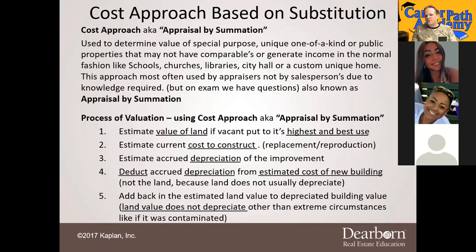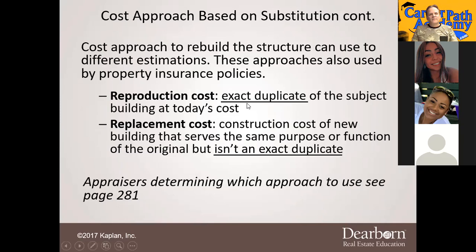Which approach to value is used to determine the value of a church? Cost approach. Or a special purpose building or a unique property? Cost approach. Cost approach is also sometimes referred to as appraisal by summation. Okay, so you guys see how we go about doing this, right? All right.